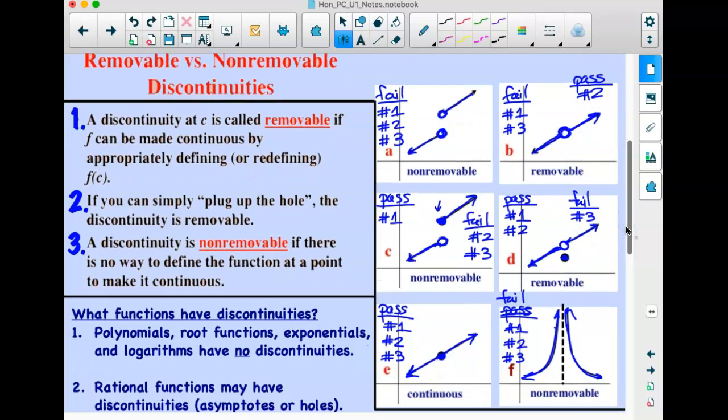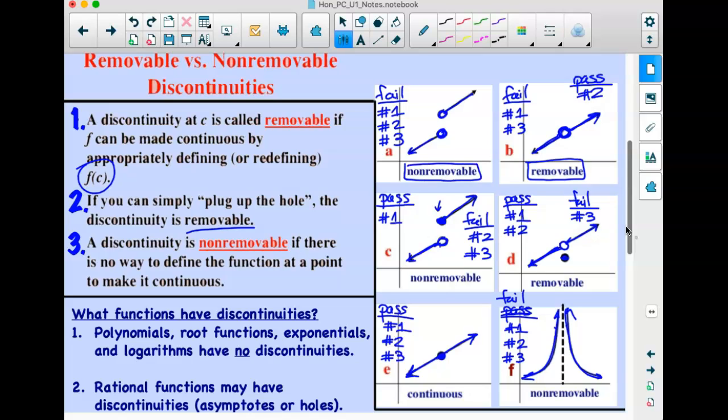Okay, so let's talk about the different ways you can be discontinuous, right? A discontinuity is either removable or not, right? If you can simply plug up the hole and just keep going along the function, we'd say it's removable. Like look at B right there. The hole is actually in line with the rest of the function, right? It's non-removable if there's no way that you can just fill in the hole, right?